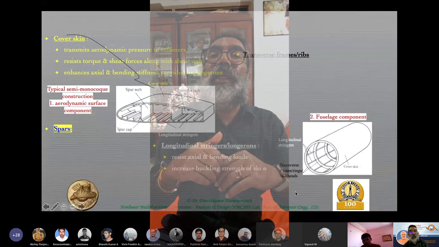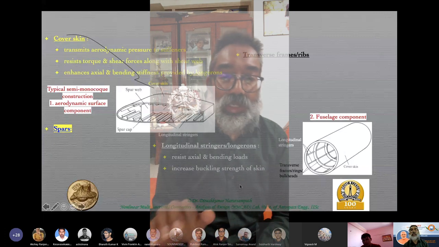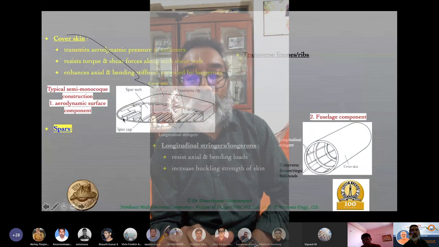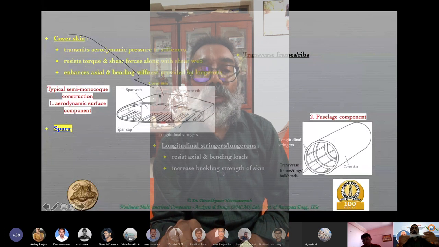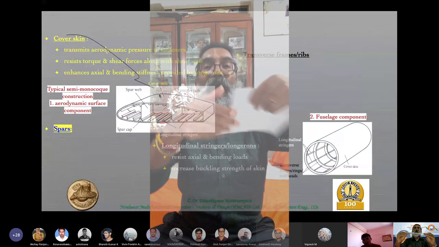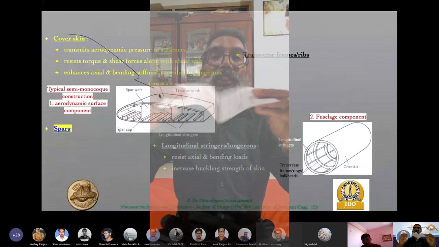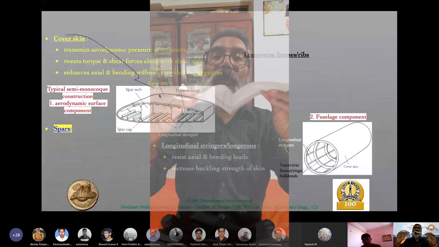The next thing that the stringer or longeron does is it increases the buckling strength of the skin. See, the skin is a panel. It's basically just a panel like this. It's very poor in compression. So the buckling load is very, very small.